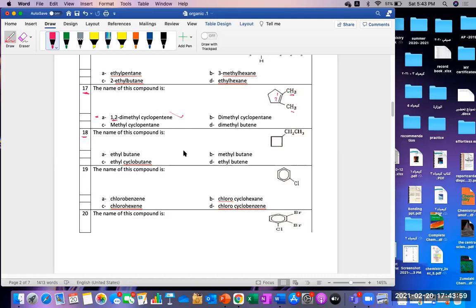Okay, for 18, the name of this compound. A, B, C, D. C. Okay, yeah, nice. So we have only one substituent, and this one was cyclo. There is no cyclo except this one, so it will be C.